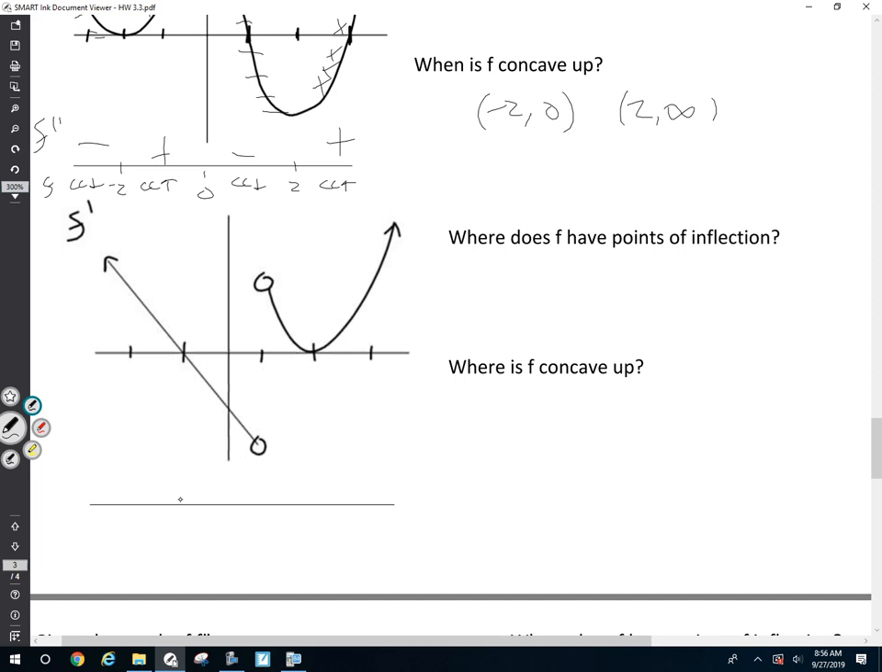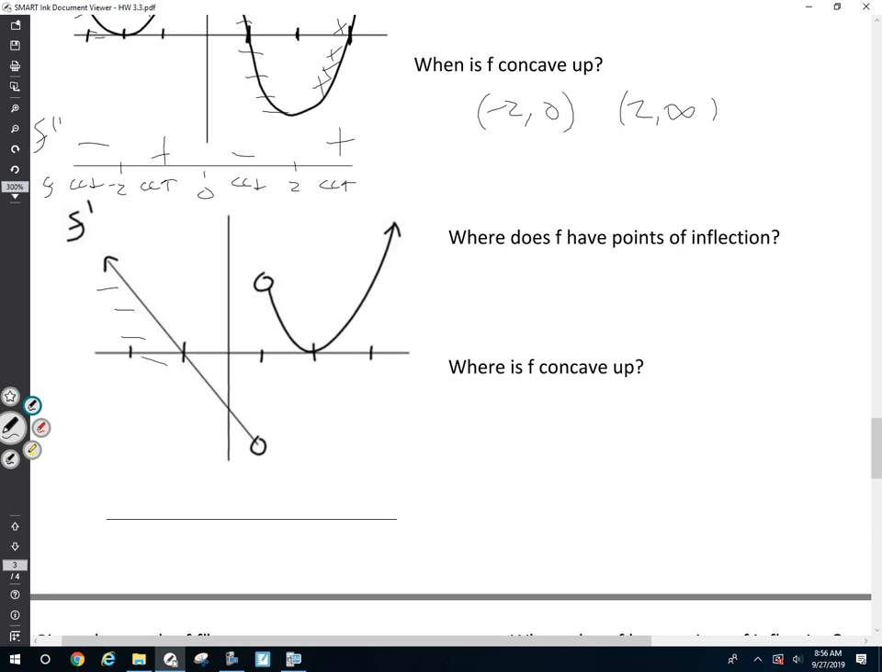Undefined points are where one could possibly change sign. So I need to worry about this point at 1. Now, why am I putting -1? I have no idea. Let's just look at slopes. Before we throw anything down, let's just look at slopes.